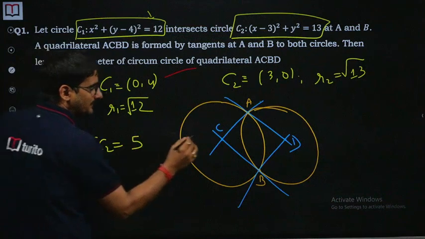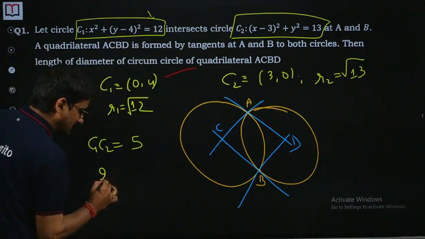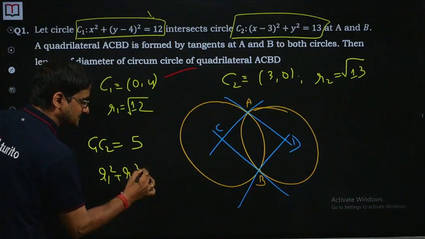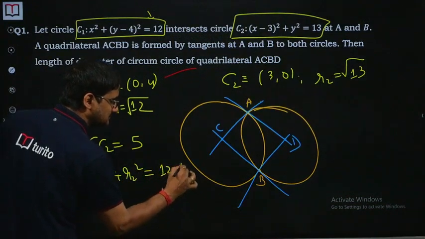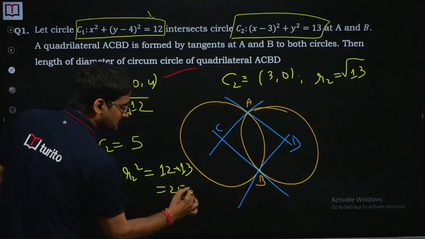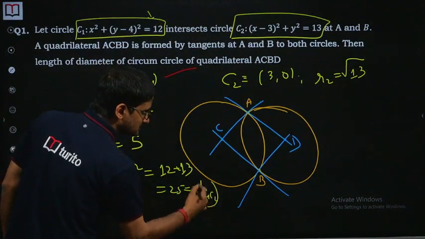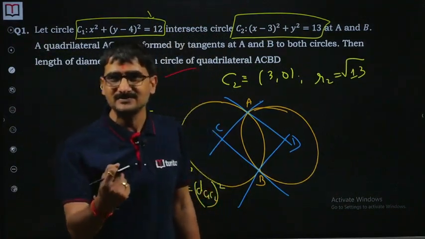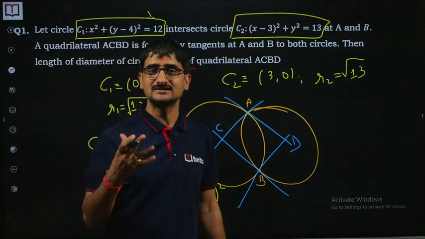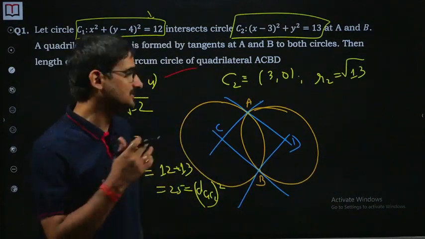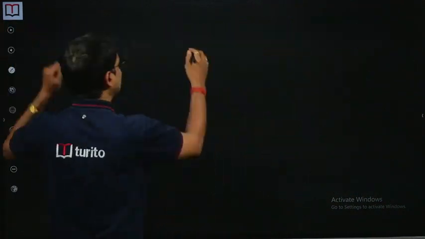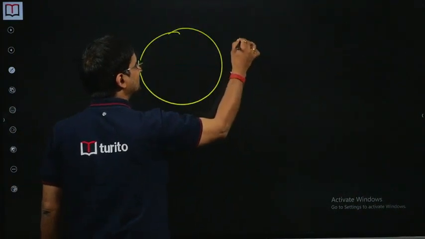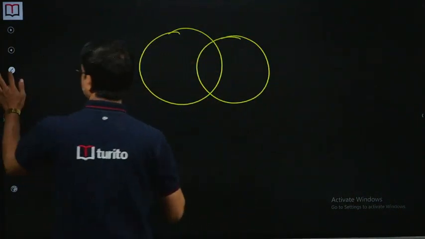Now if I say R1 square plus R2 square, how much is it? 12 plus 13 is 25, which is nothing but the distance between the centers C1C2 whole square. What does that mean? That simply means that the circles are orthogonal circles. Do you remember that? If two circles are orthogonal, what does that mean? That means they intersect at a right angle.